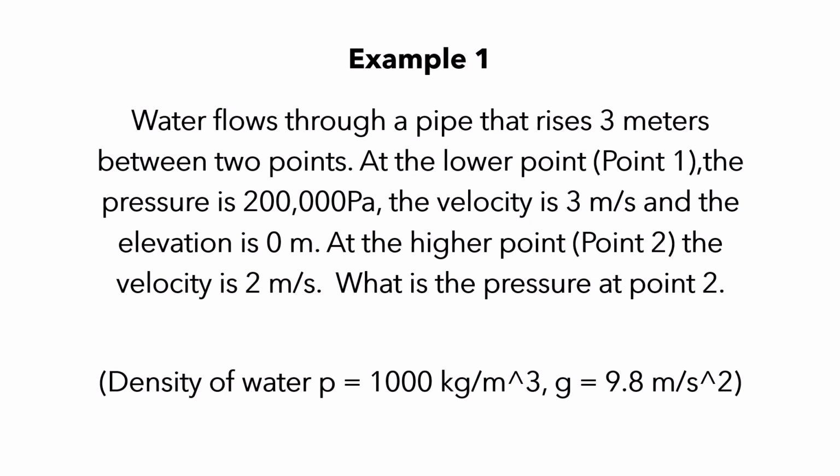Water flows through a pipe that rises 3 meters between 2 points. At the lower point, point 1, the pressure is 200,000, the velocity is 3 meters per second, and the elevation is 0. At the higher point, point 2, the velocity is 2 meters per second. What is the pressure at point 2?